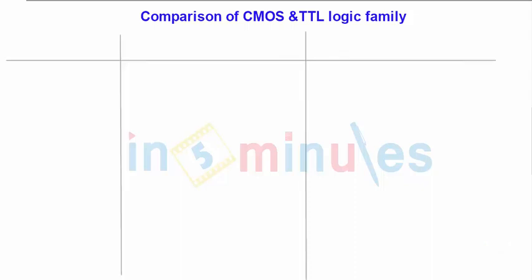For that we have three sections. First of all, we will choose a parameter and we will see how CMOS is working with that parameter and how TTL is working with that parameter. So my very first point is the device used. What are the devices which are used in CMOS and TTL logic?